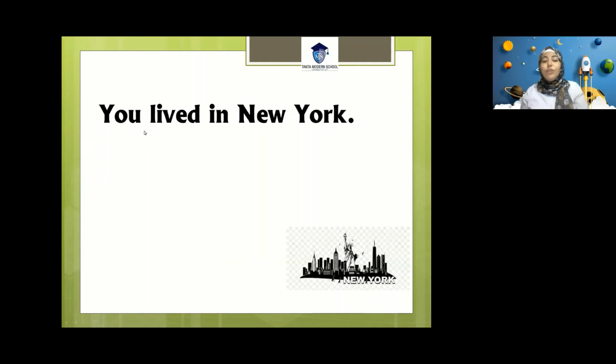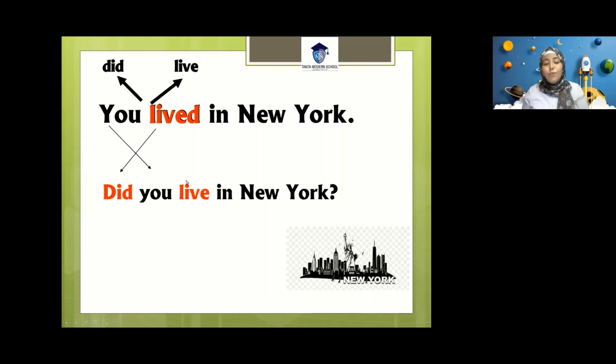So the next one, you lived in New York. What is the verb again? Lived. So if I want to divide it with did, I would say did and live. So how can we make a question here again? We make a cross. We begin with did, and then we have the subject you, and then the verb infinitive. So it will be, did you live in New York? Yes, I did, or no, I didn't.